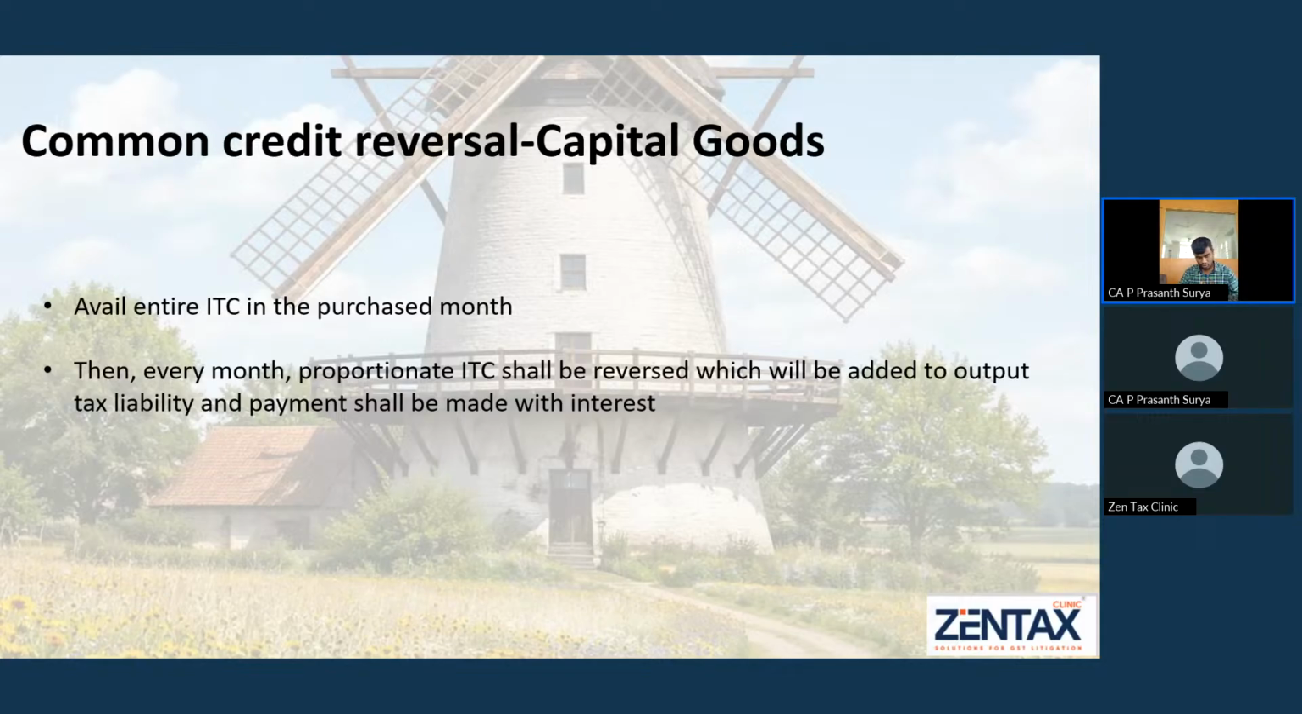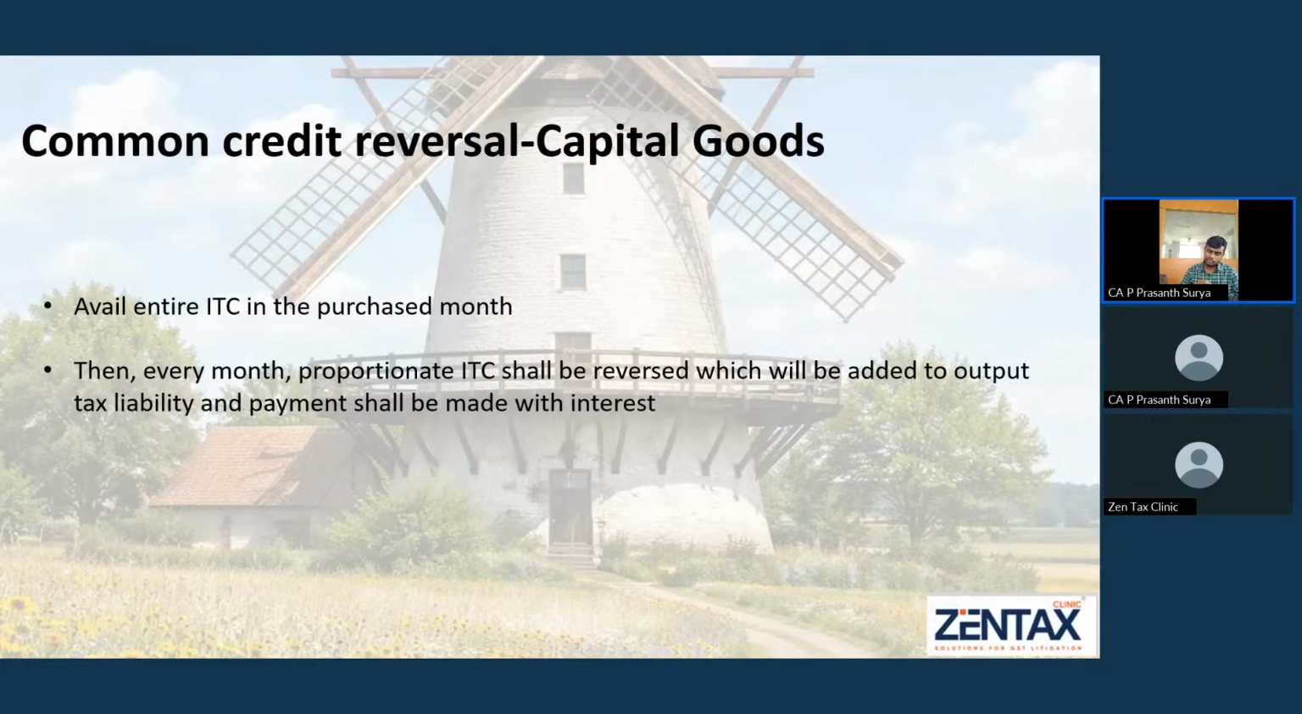So the first thing we should do as per the Act is avail all the ITC with respect to capital goods once you have satisfied all the conditions under Section 16 of the GST Act. That is, you have received the machinery, the ITC is correctly reflected in GSTR-2B, the supplier has paid his tax via GSTR-3B, and you have paid the supplier. If all the conditions are satisfied, then you proceed to avail ITC.